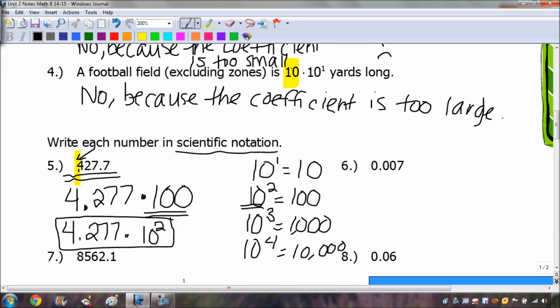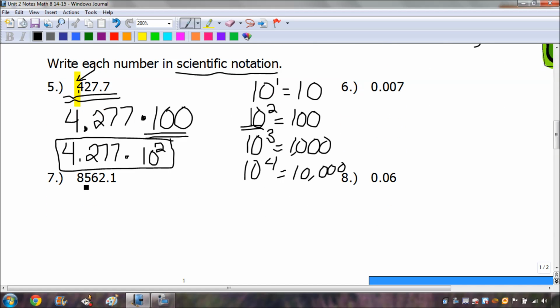100 times 4.277 is 427.7, okay? We're going to skip to number 7. We're going to try this one together. So I need to move my decimal place so that my number is between 1 and 10. So I want to put it after the 8 because now I have 8.5621. This number is between 1 and 10.